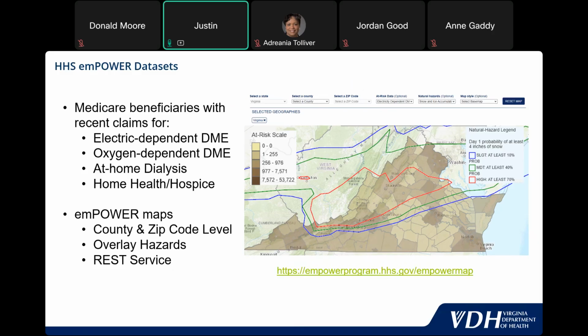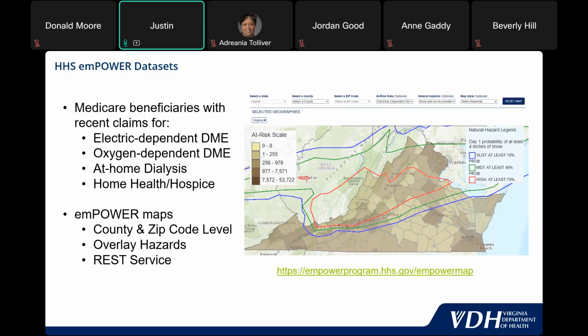For that public data, HHS does have an online map, and you can see the link to that map at the bottom of the image to the right. As I mentioned, it displays the data at the county and zip code level, and it also allows you to overlay a set of hazards over that map. So on the map on the right, we have the county-level electric-dependent DME counts, and then we've overlaid the probability of at least 4 inches of snow, and this is from earlier this week. So the snow we expected, I believe it was Tuesday, it was when it snowed. It seems like a week ago. But you can see that overlay there.